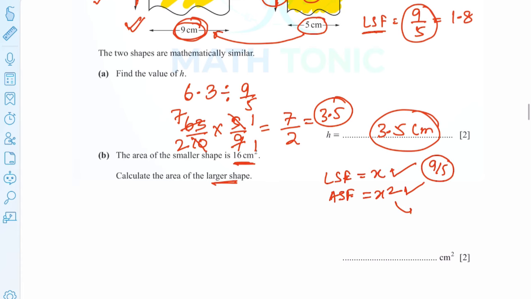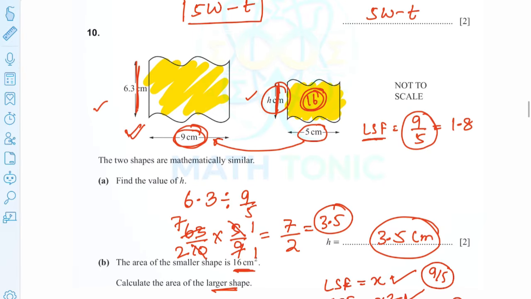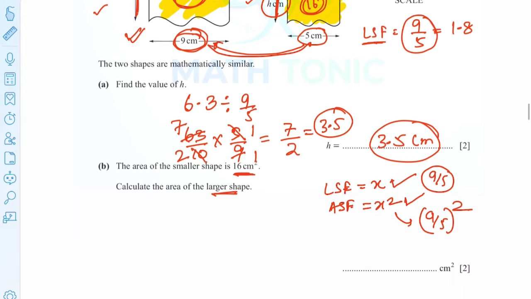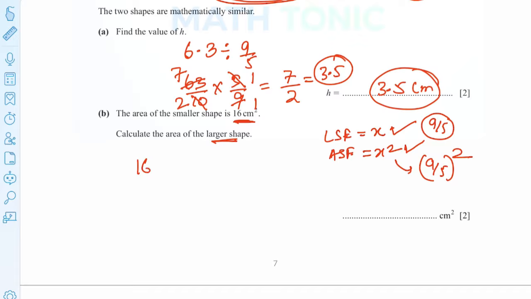That means the area scale factor should be 9 over 5 squared, right? The smaller area is given and I'm trying to find the bigger area, so I'll multiply the smaller area by the scale factor. So 16 times 9 over 5 squared should be the answer for this question. The number given here is a very big number, but in your exam paper, as you are not using a calculator, you will be given small numbers so that you can calculate easily.